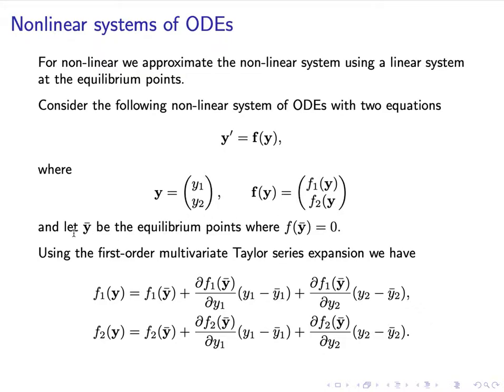Now if we let y bar be an equilibrium point, the definition of an equilibrium point is where f of y bar is equal to 0. So in other words, there's no change in the system at that point. And so as t changes, at that point y bar, there's no change. So we can use the first order multivariate Taylor series expansion. So for these two equations in this example, this is the first order Taylor series expansion.